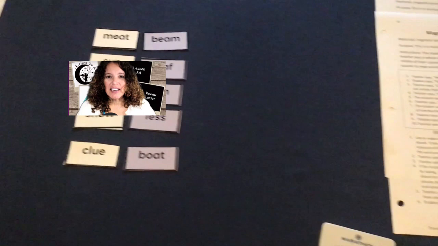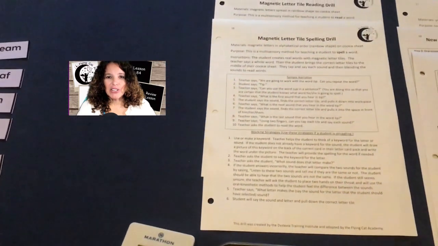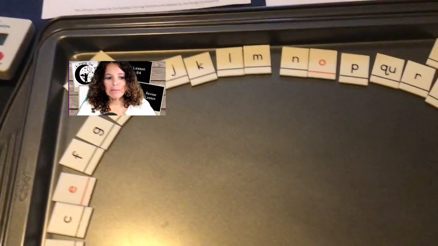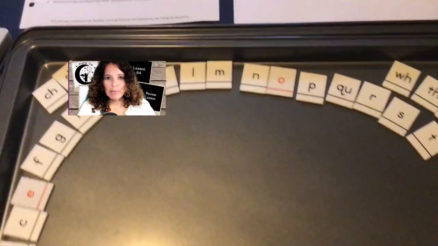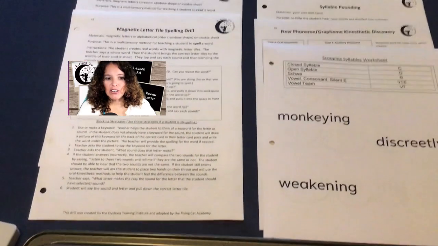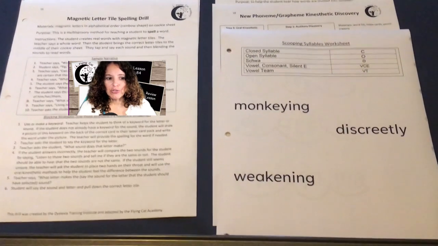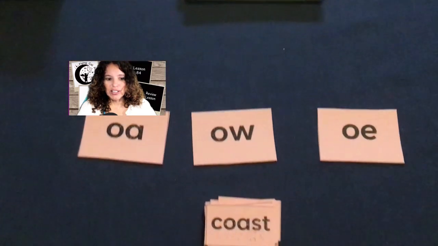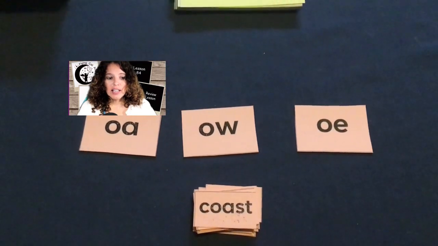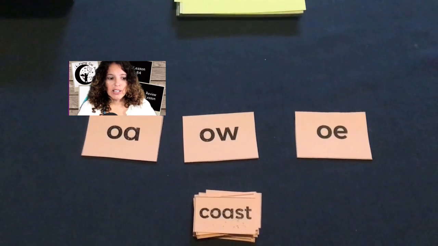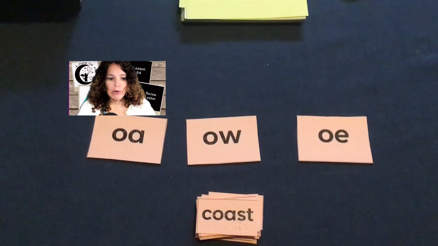And for the magnetic letter tile drills for reading and spelling, you'll need the teacher instruction sheets and the cookie sheets with the magnetic letter tiles spread in a rainbow shape. You'll need the syllable pounding instruction sheet, the new phoneme grapheme kinesthetic discovery sheet, and the sheets for the lesson. We'll do a drill that we've used since lesson 81, and this is to review the different vowel teams that make the long O sound. So you'll have to have that one ready to go on the table.